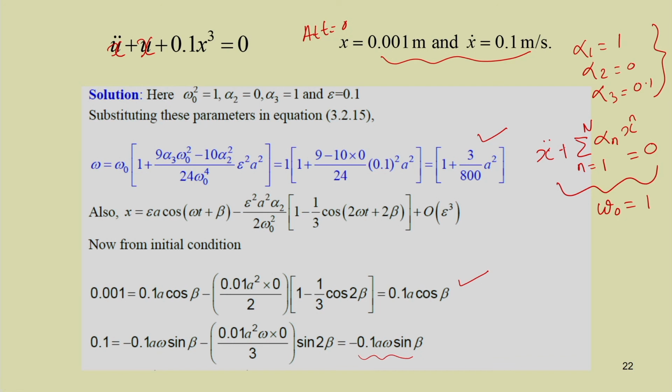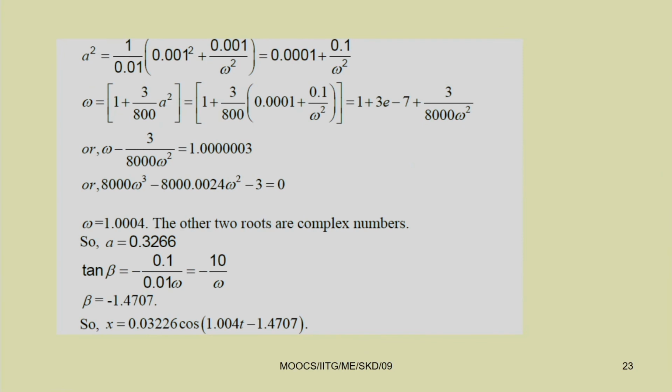Already we know the expression for omega: omega equal to 1 plus 3 by 800 a square. By substituting this in these two equations, we can write a square equal to 0.0001 plus 0.1 by omega square, and omega equal to 1 plus 3 by 800 a square. So, the expression for a square we have got first.